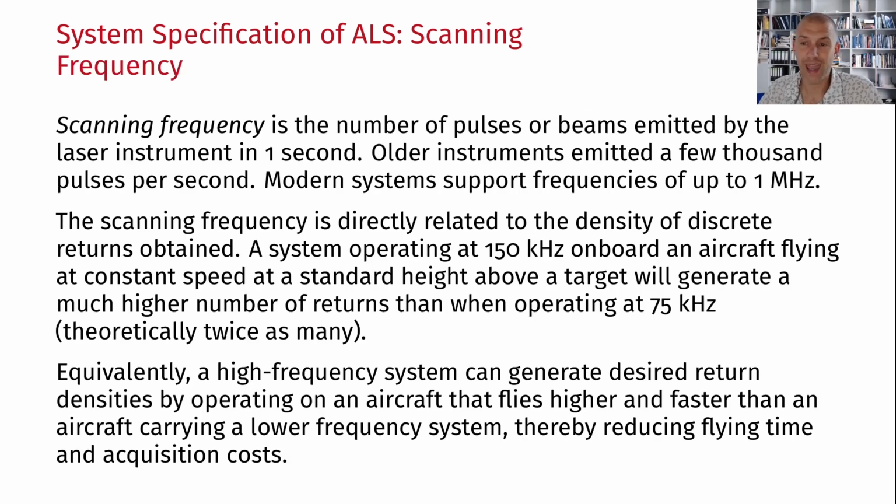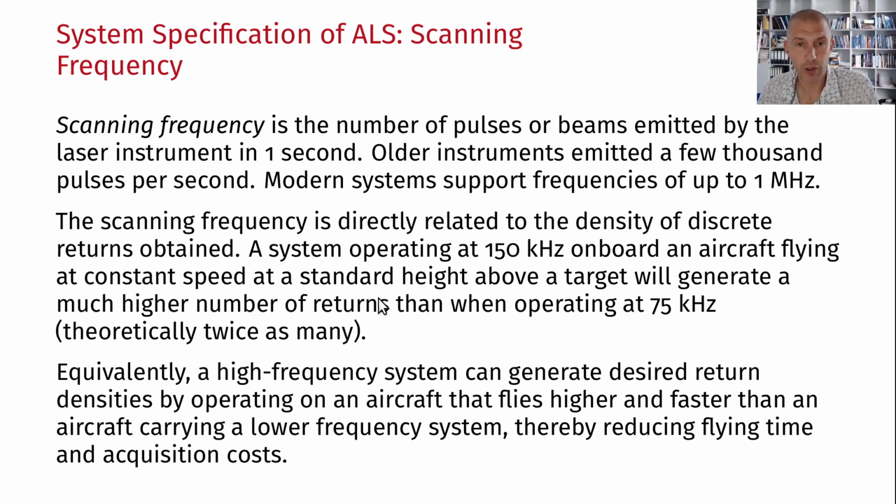Some notes about the scanning frequency. Scanning frequency is the number of pulses or beams emitted by the laser instrument in 1 second, and this is measured in hertz. The older instruments emitted a few thousand pulses per second. Some of the earlier airborne LiDAR data that exists, the San Andreas Fault, for example, in the western United States, has a very, very low scanning frequency. Modern systems support frequencies of up to 1 megahertz, or even more than this now.